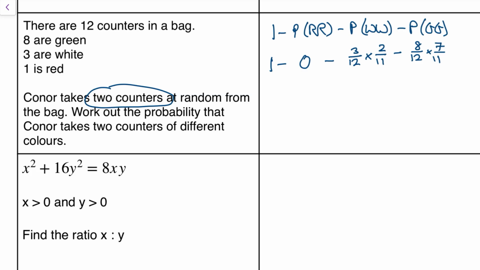Well, I'm going to ignore the 0, so that's going to be 1 minus 6 over 132 minus 56 over 132. So calculator out, it's going to be 1 minus 62 over 132, which is 35 over 66. Noting my calculator has already simplified it for me. So 35 over 66 is my answer.